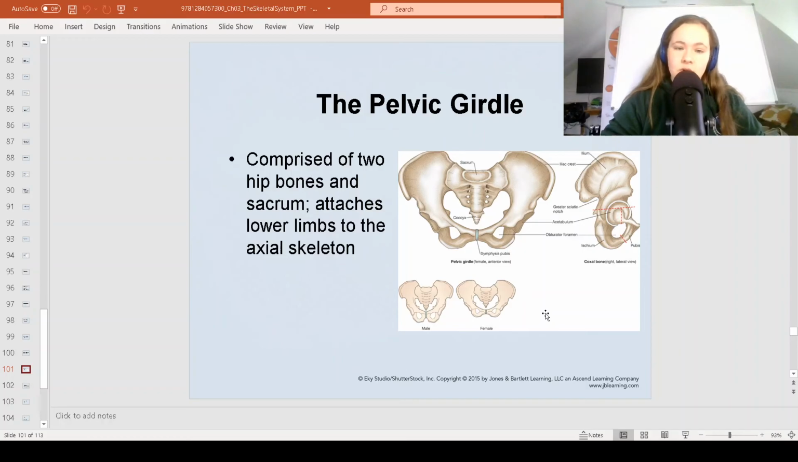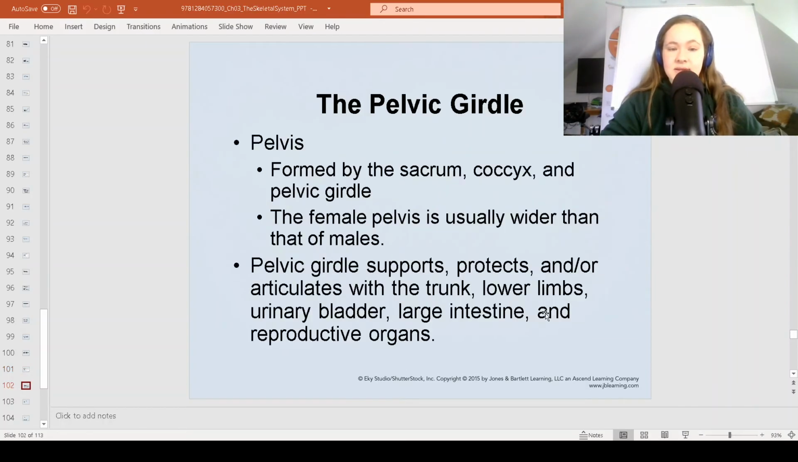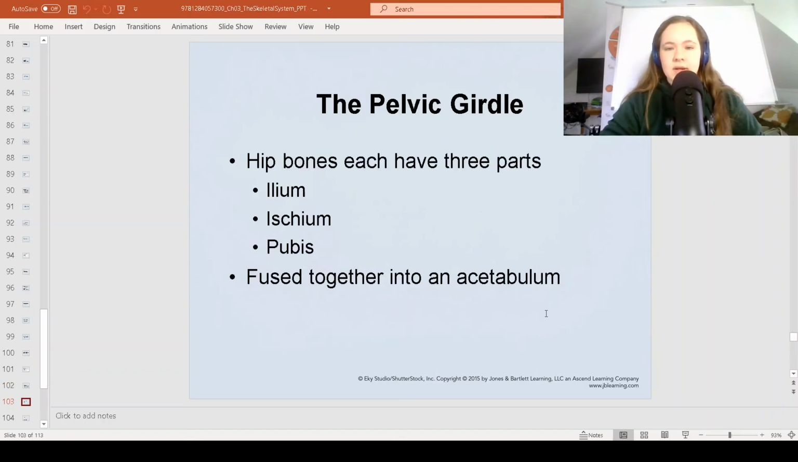The pelvic girdle, comprised of 2 hip bones and the sacrum, attaches lower limbs to the axial skeleton. The pelvis is formed by the sacrum, coccyx, and the pelvic girdle. The female pelvis is usually wider than that of males, obviously for childbirth. The pelvic girdle supports, protects, and or articulates with the trunk, lower limbs, urinary bladder, large intestine, and reproductive organs.